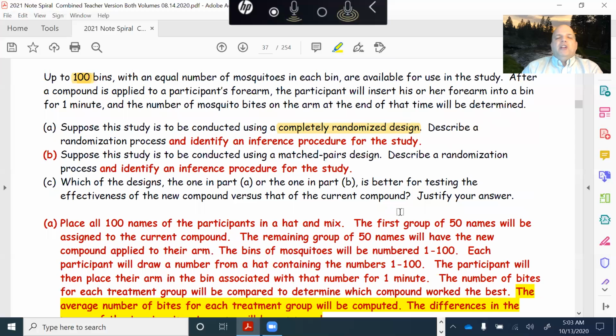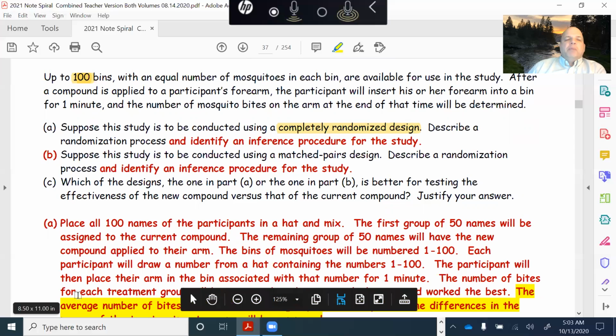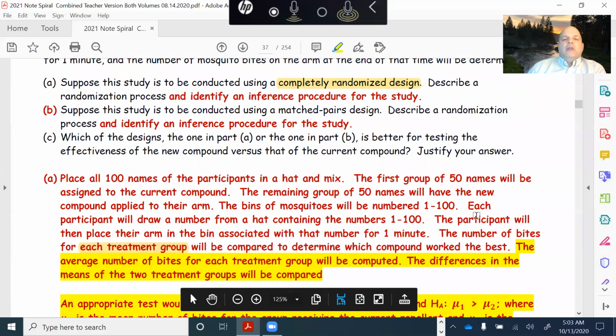The bins of mosquitoes will be numbered 1 to 100. Each participant will draw a number from the hat containing the numbers 1 to 100. The participant will then place their arm in the bin associated with that number for 1 minute. The number of bites for each treatment group will be compared to determine which compound worked the best. Please notice, we're comparing each treatment group. It's really important that you make sure you do that.